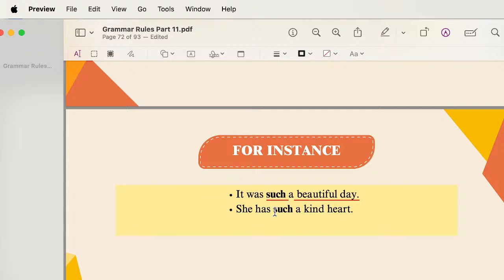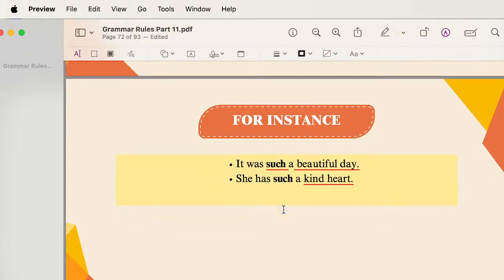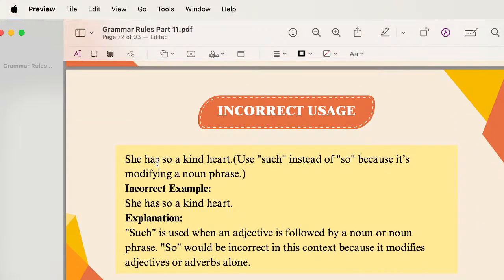Beautiful day is your noun phrase, and for such things you're supposed to use such. She has such a kind heart. That means she is very kind, very generous. So again, kind heart is your noun phrase. And before a noun phrase, you use such, not so. She has so a kind heart would be incorrect here. Why? Because such is used when an adjective is followed by a noun. Here there's the adjective kind, and then we have heart, which is a noun. So you're supposed to use such here, not so. I hope this is clear.